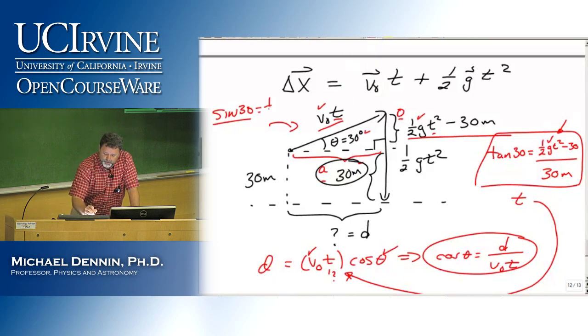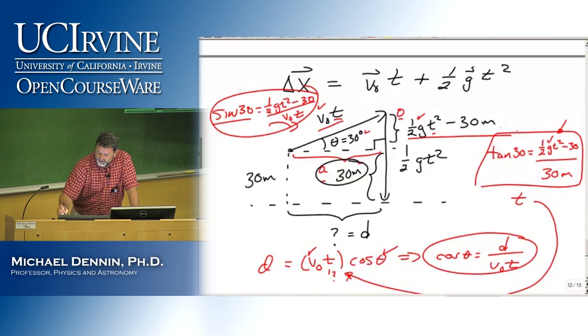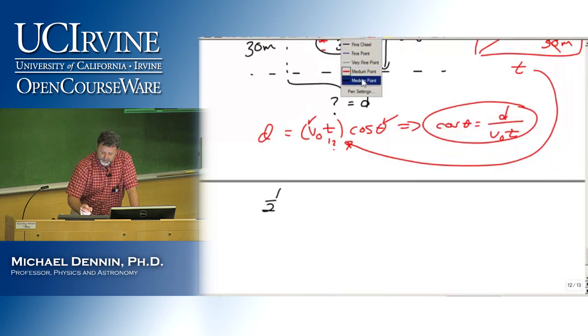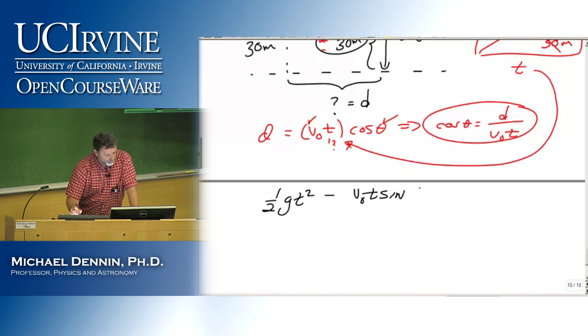So let's hop over to sine and do the harder version of the problem. I still know everything here. Ignore everything I said about that. I was just testing you. That's what we do all the time. I could have done it the other way, and it just would have been even harder. So I have the 1/2 gt squared minus my v naught t sine, minus 30 meters equals 0.